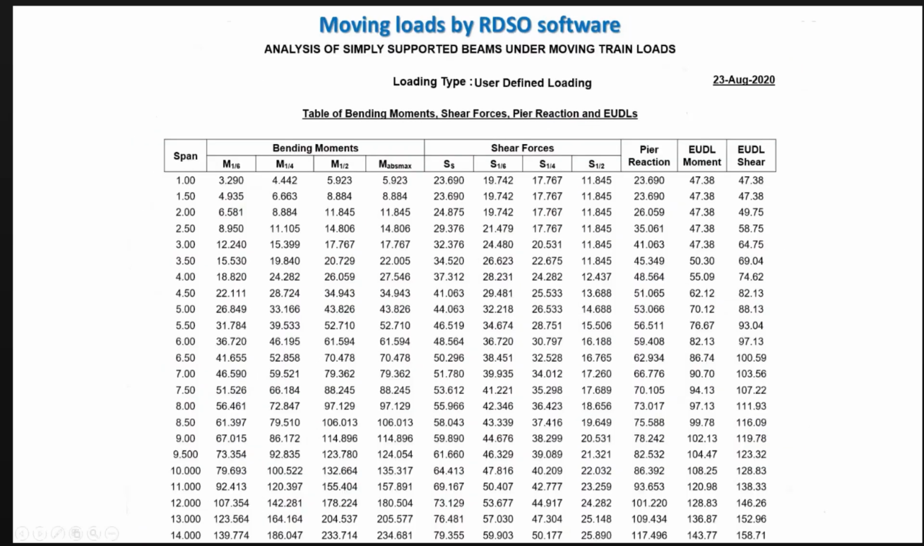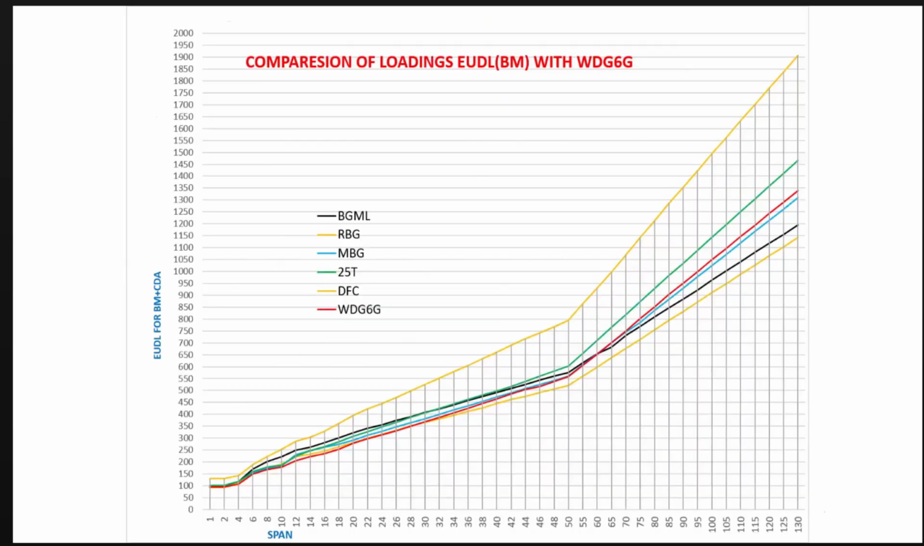One of the software programs is issued by RDSO for the moving load diagram. It is available with RDSO and can be downloaded from the RDSO site also. So we give the same configuration that I have shown, and the program will run, and we will get the bending moment, UDL for bending moment, and UDL for shear force, with the various spans. So we will get the maximum bending moment separately and then the UDL. Our requirement is the UDL for bending moment and UDL for shear force.